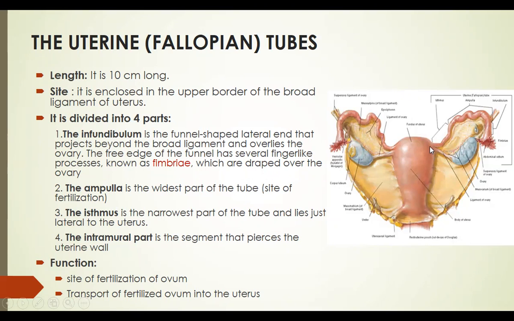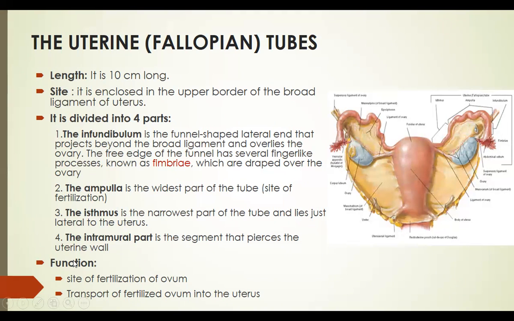So within that, a small part extending into the wall will be called an intramural part. Mural means muscle, so intra means within the muscle. Whatever part of the tube is there is called the intramural part. Then it opens into the cavity of the uterus. So these are the four parts: infundibulum, ampulla, then we have the isthmus and the intramural part.